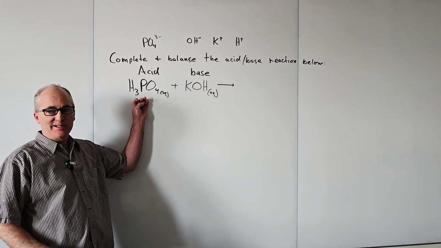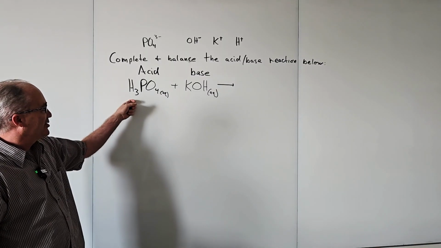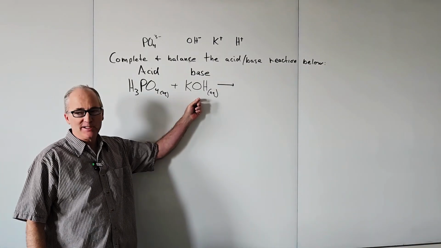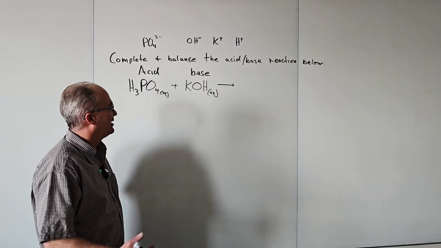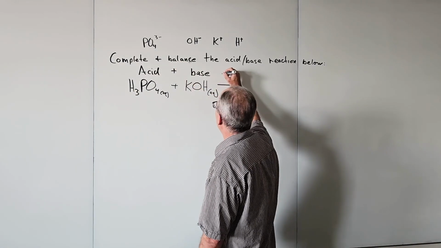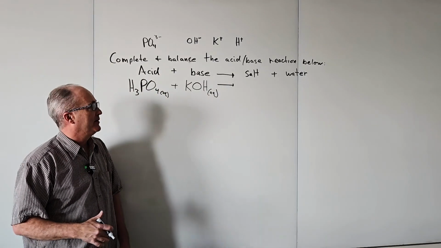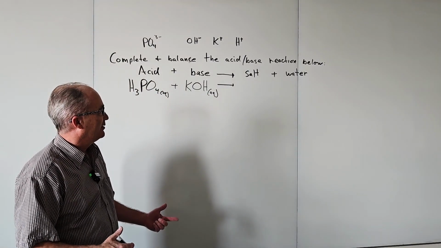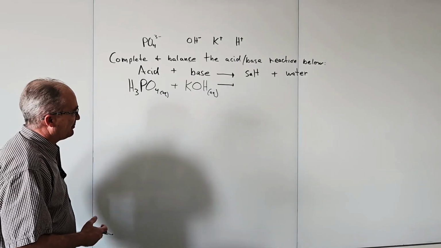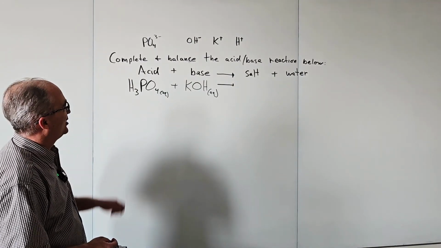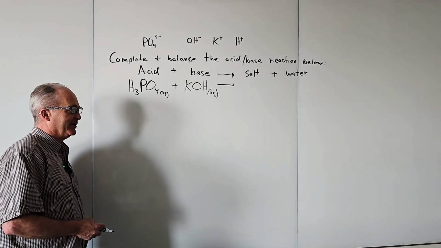So how do you know this is an acid? Acids typically have hydrogens on the left. How do you know this is a base? Because of the OH, yeah. And what do acids and bases form? We say they like to form a salt and some water. And that might help us out. What is the salt here?